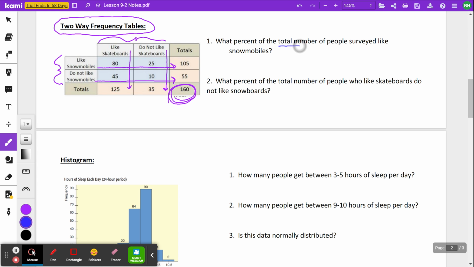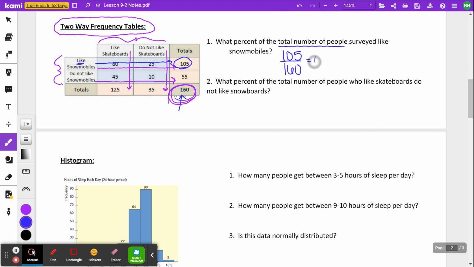Well, again, total number of people would go on the bottom, so that's 160. That's where we got this. And they have to like snowmobiles. So here's my like snowmobiles, goes right across here, and the total that likes them is 105. So to get a percent, you need to take 105 divided by 160, just like you do when you're figuring your grade for your test, and you get 0.656, and then a couple more numbers, right? So this 6 would tell us to go up. So this gives us about 66% of people that were surveyed like snowmobiles.